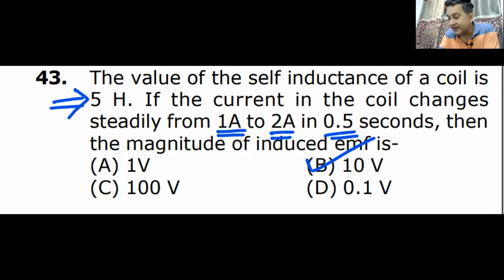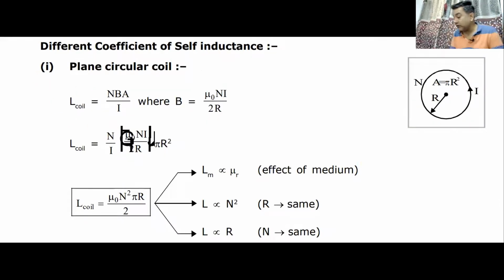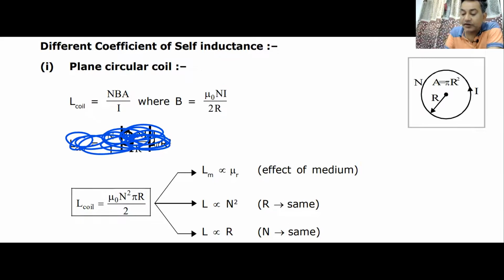Now we move on to the next category of question: the theory behind it. Those questions are based on the value of self-inductance. How can you change the value of self-inductance? What is the value of self-inductance for different coils? There has been some misprint over here, so forget about that. You have a plain circular coil, as you can see. The radius of the coil is R. The number of turns in the coil is N.